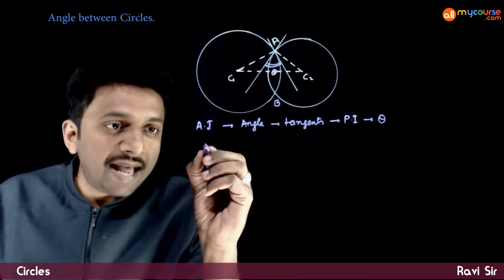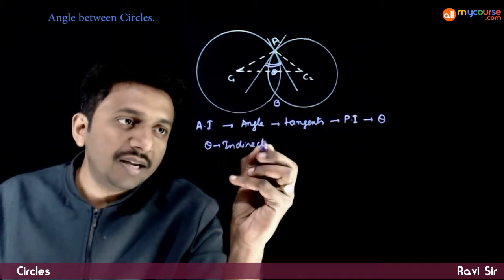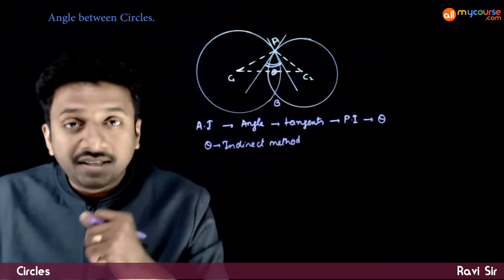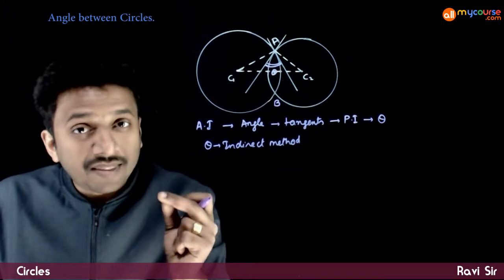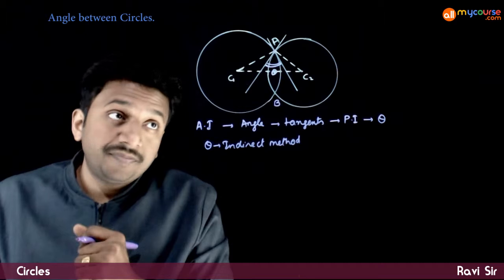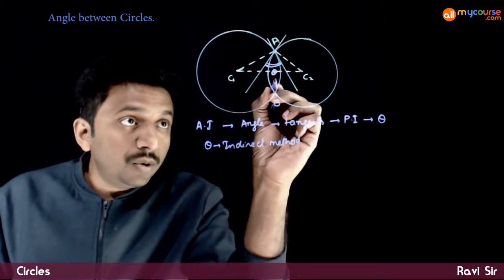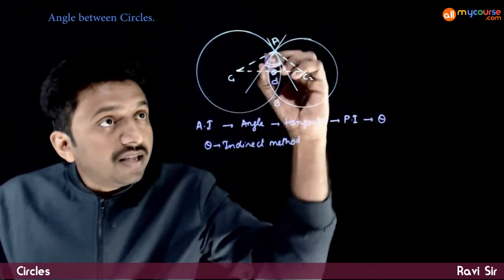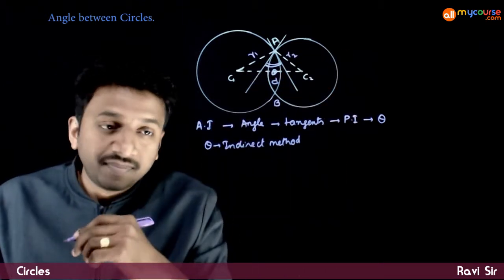We find this angle theta by an indirect method. We are not directly finding this angle. Let us find another angle, and from that angle we'll try to arrive at this angle. First, in this diagram, if we join the centers, we usually denote the distance between the centers by d, and let this be the first radius and let this be the second radius.